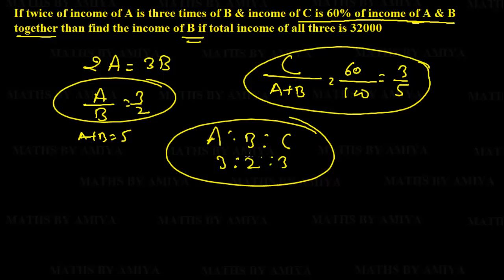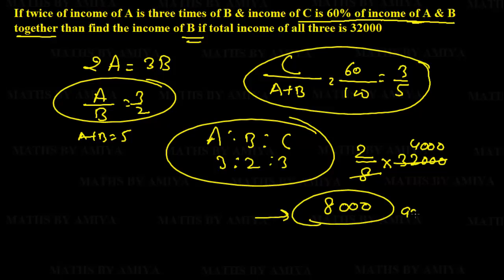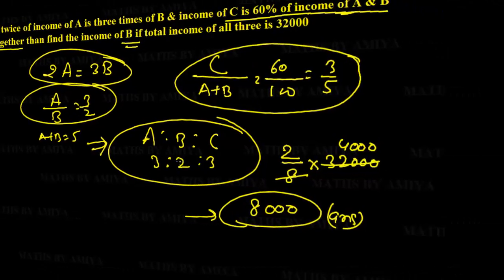Now we need to find the income of B. Income of B is 2 out of 8 and we are looking at 32,000. That is nothing but 4,000, and 2 fours are 8,000. So the income of B is nothing but 8,000 in this question. So this is our answer. I hope this one is clear. Now check question number 3 of rest problem.